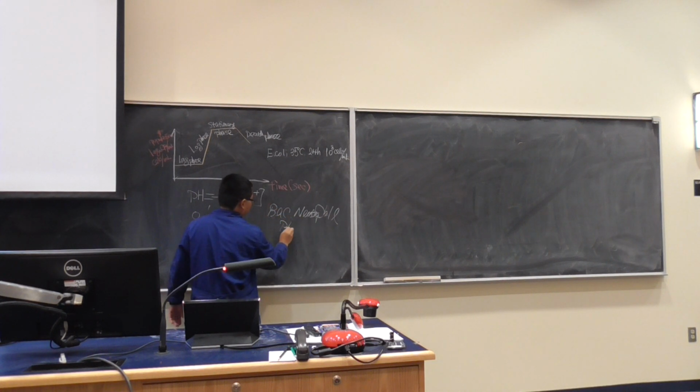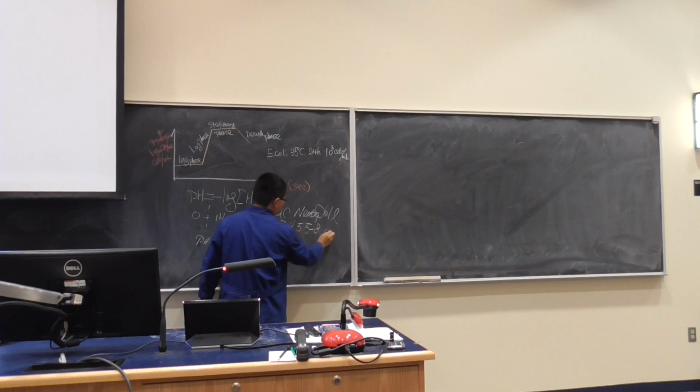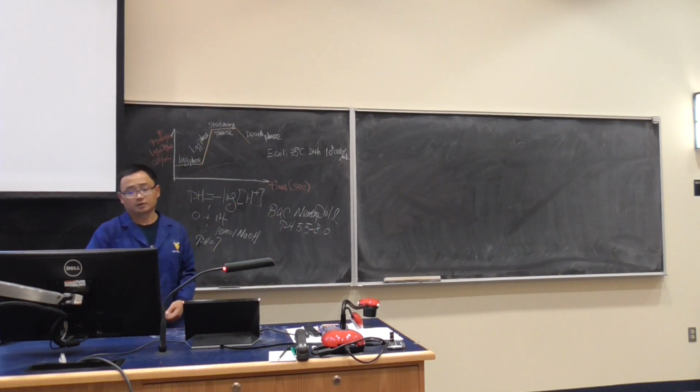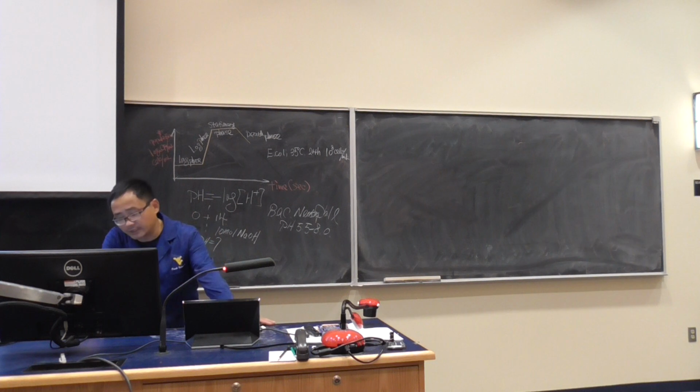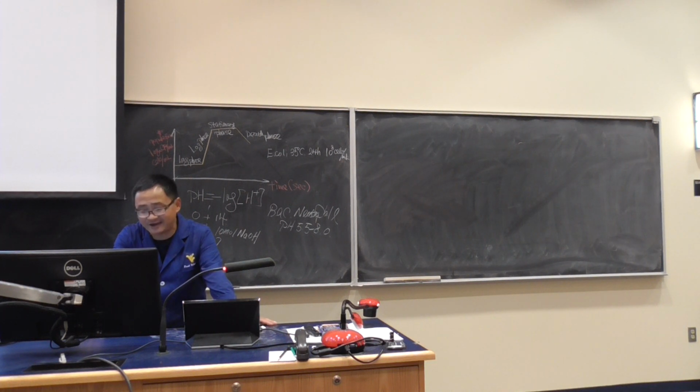Because their pH range is 5.5 to 8.0. That's a neutrophil. Some of the bacteria, like Micrococcus, Pseudomonas, Bacillus, they are alkaliphiles. Their pH range is 8 to 11.5, a little bit alkaline. So here is the thing, pH is important to control the bacteria.